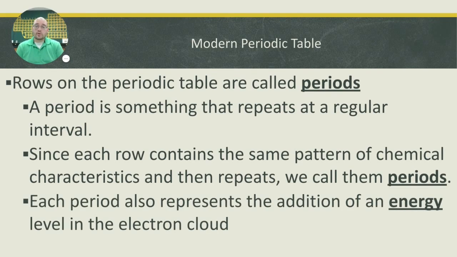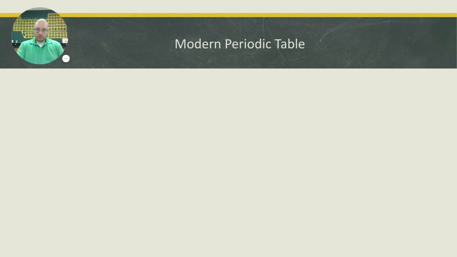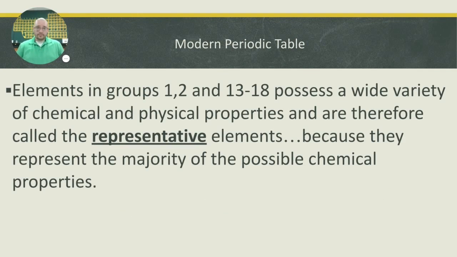All right. Each period also represents an addition of an energy level in the electron cloud. So remember, Bohr said that the electrons orbit the nucleus in energy levels. So the first row has one energy level. The second period has 2 energy levels. The third period has 3 energy levels. So every time you go down a row, you're adding a layer to the electron cloud, adding an energy level. We'll get into that more when we talk about electron configuration in a couple weeks.